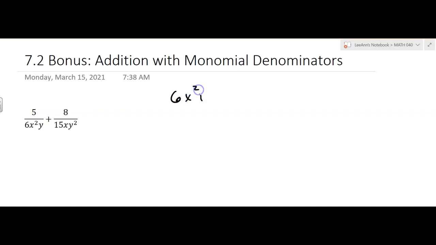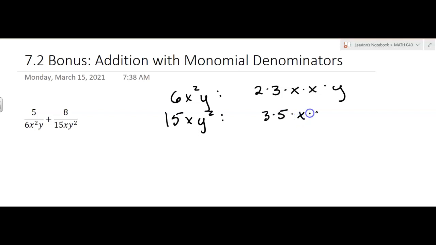So if I look at the 6x squared y, the factors for that, if I break it down like in a prime factorization, I have 2 times 3, which is 6, and then I have 2 factors of x, that's x squared, and a factor of y. If I look at the 15xy squared, I can do the same thing. I have a factor of 3, a factor of 5, a factor of x, and a factor of y, and another factor of y for the y squared.